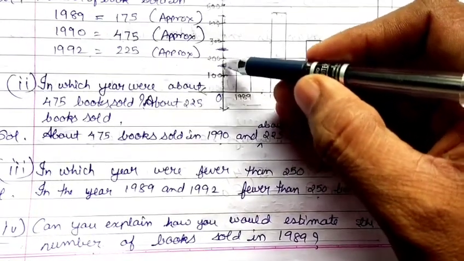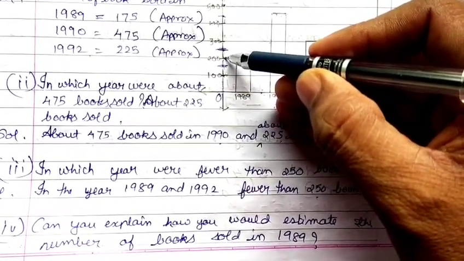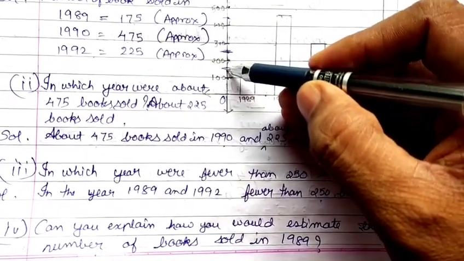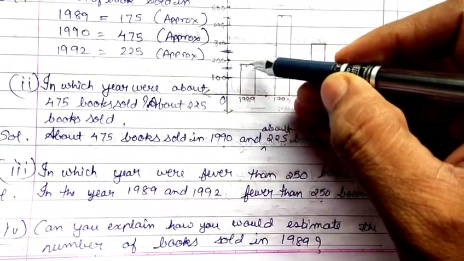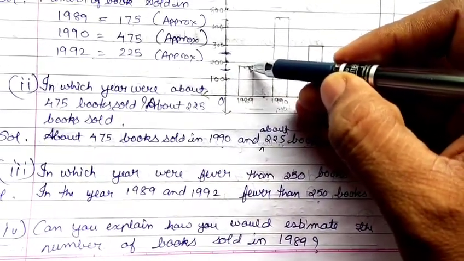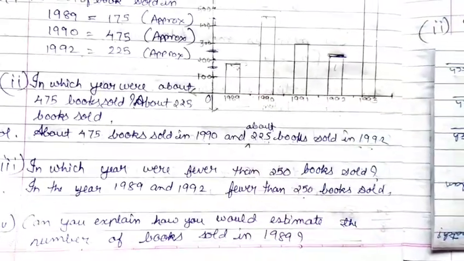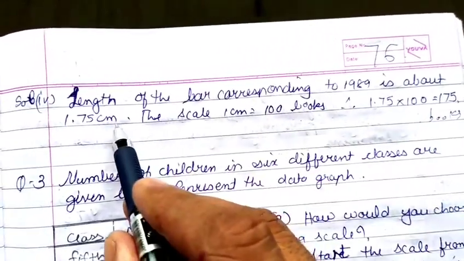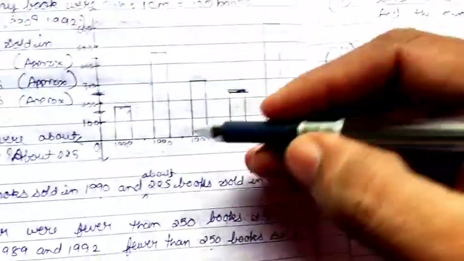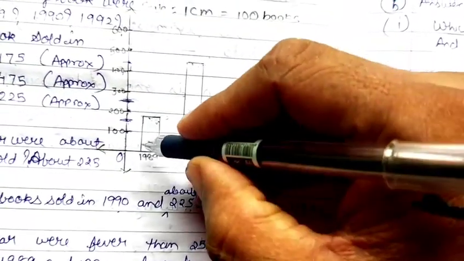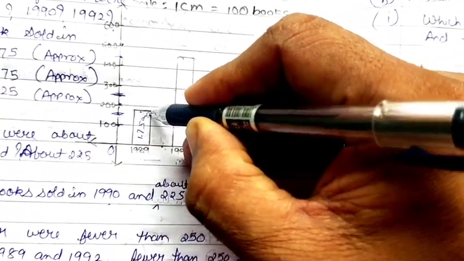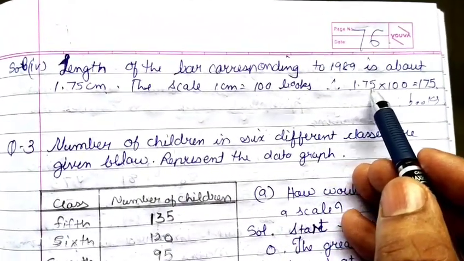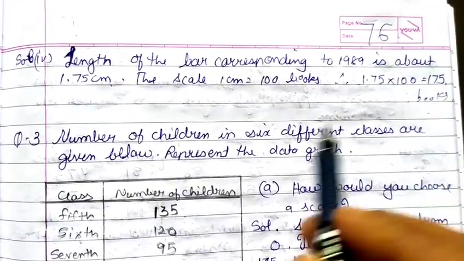Now, if we go in centimeters, it is 1 centimeter, 2 centimeters. The pillar is between 1.5 centimeters and 2 centimeters, and between 1.5 and 2 we get 1.75. If you multiply 1.75 with 100, you will get 175 books. So let us write: the length of the bar corresponding to 1989 is about 1.75 centimeters, and the scale we had taken is 1 centimeter equals 100 books. So multiply 1.75 by 100, and we will get 175 books.